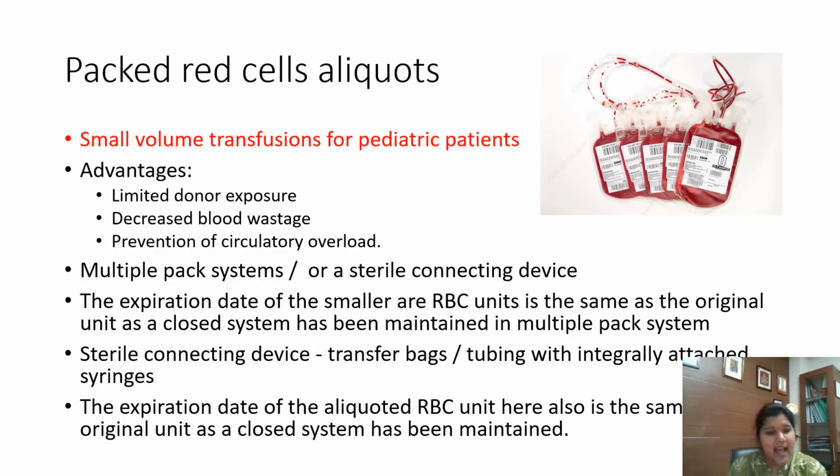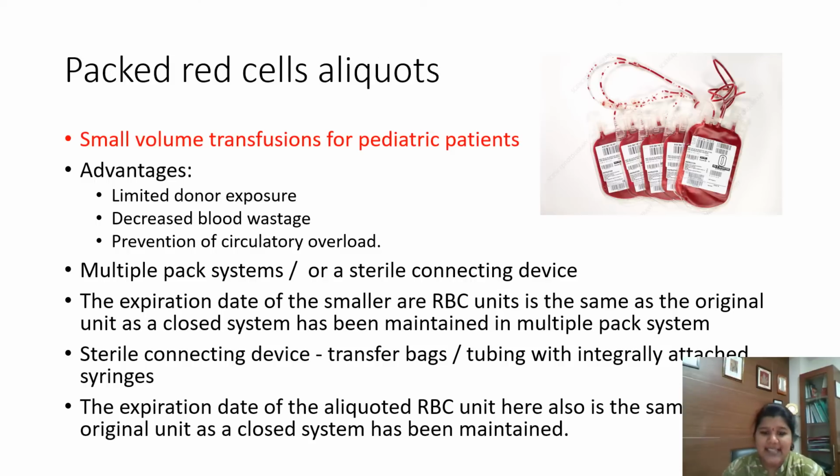Coming to PRC aliquots, they are nothing but small packets of PRCs designated for small volume transfusion for pediatric patients. The advantages of such preparation are limited donor exposure, decreased blood wastage, and prevention of circulatory overload in the recipient. It can be done in two methods. One is the multiple pack system method. That is, already there are multiple continuous packs, so the product can be directly transferred. The expiry date of the small packs is the same as the larger RBC pack.